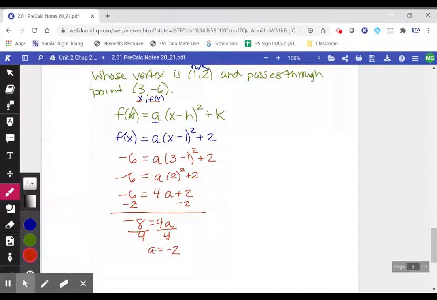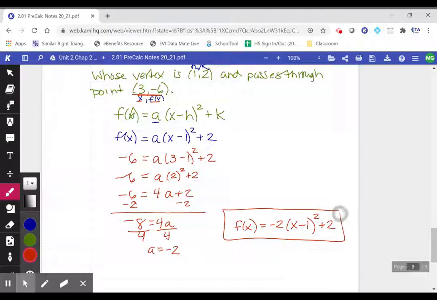So now I have what I need in order to write the equation. So now I just substitute in. You always leave an equation in terms of x and y because any point can be part of it, but the vertex will always stay the same, as will the a. So f of x equals negative 2 times the quantity x minus my h, which is 1, squared plus 2. So for your final answer, you want to sub in the a, the h, and the k.